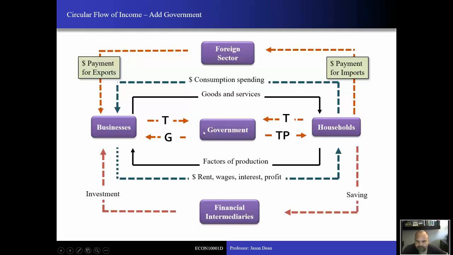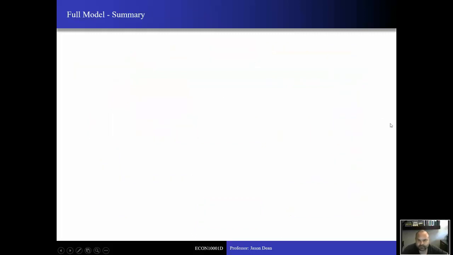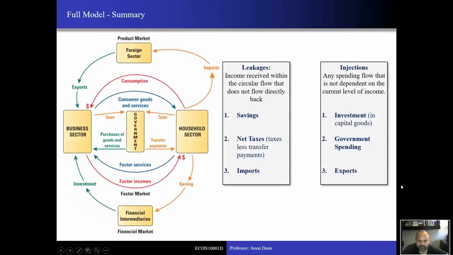The government also collects taxes from businesses, and the corresponding injection then is government spending. So this is our full model, the circular flow. Now we have 5 sectors. So we have businesses, households, and then we added financial intermediaries, we added government, and the foreign sector. We have the full model.